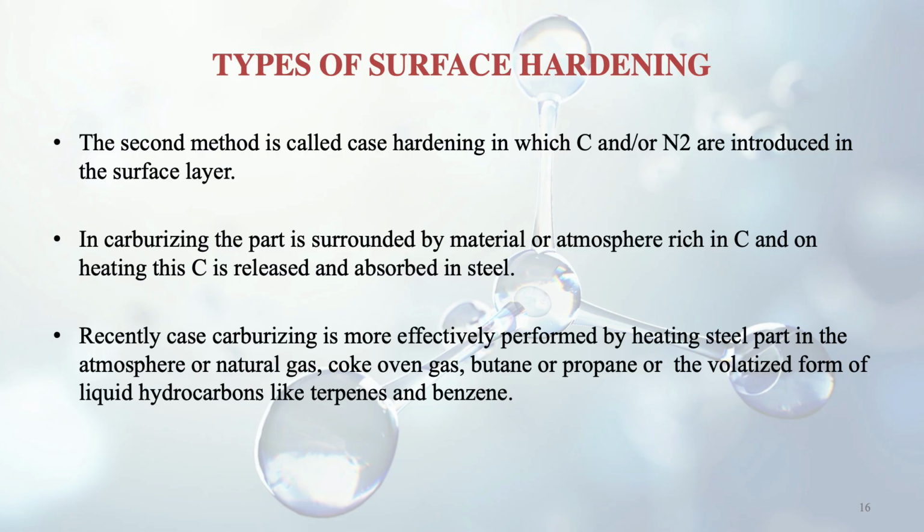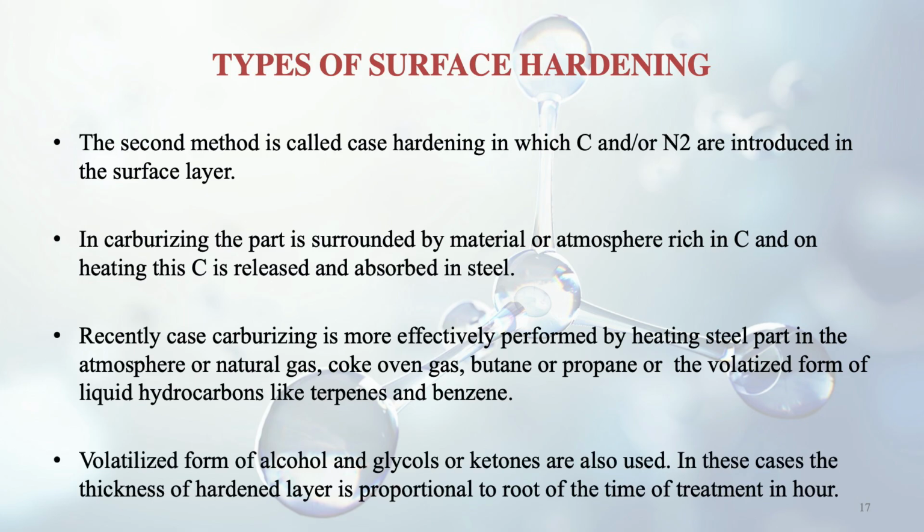Case hardening is called case hardness. Recently, case carburizing is more effectively performed by heating a steel part in an atmosphere of natural gas, or coke oven gas, butane or propane. The volatilized form of liquid hydrocarbons like terpene and benzene are also used.